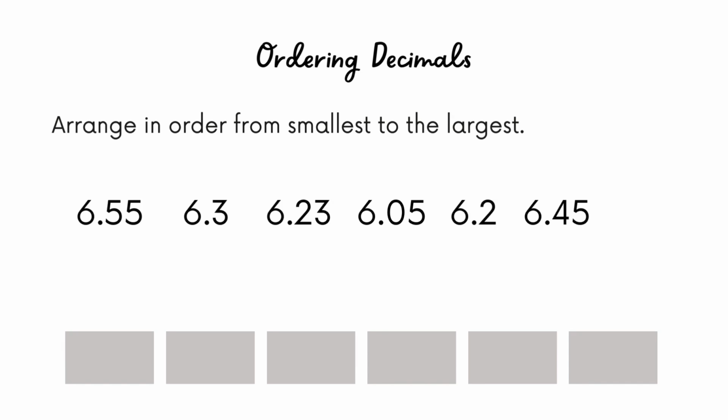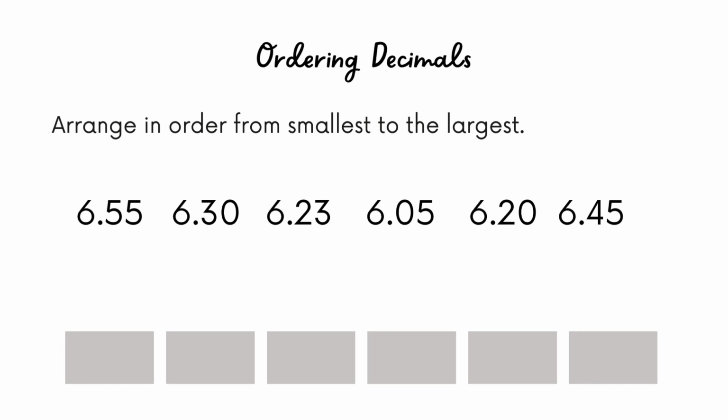Let's take a look at another question. It says that we should arrange in order from the smallest to the largest. We have 6 sets of numbers, but they have different lengths. So we try to make all of them of equal length. The one that has 1 digit after the decimal point, we add a zero to it to make everything have 2 digits. So when we do that, we have something like this: 6.55, 6.30, 6.23, 6.05, 6.20, and 6.45.